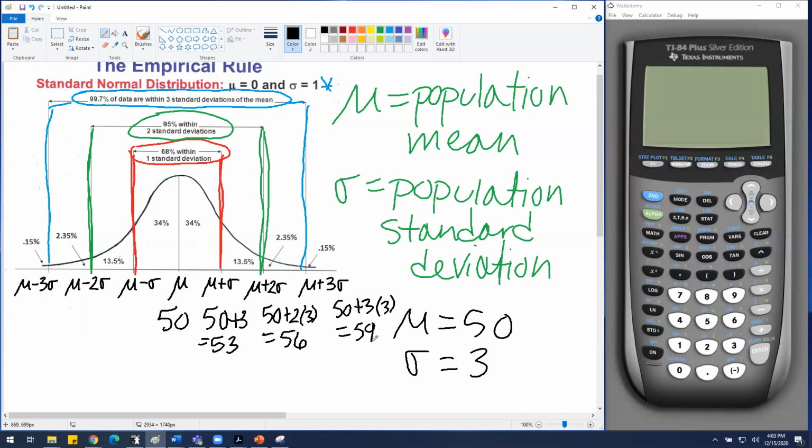And then you go the other direction. The mean minus 1 standard deviation, the mean minus 2 standard deviations, and then the mean minus 3 standard deviations. Okay, so let me put that on a new chart.